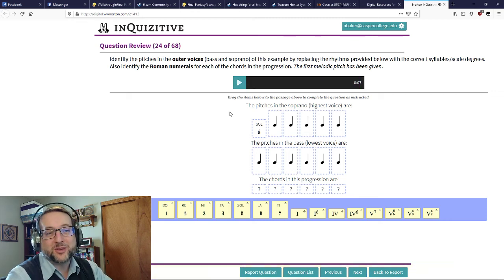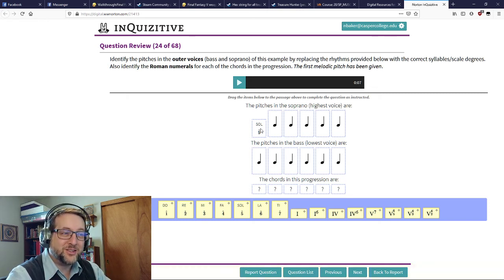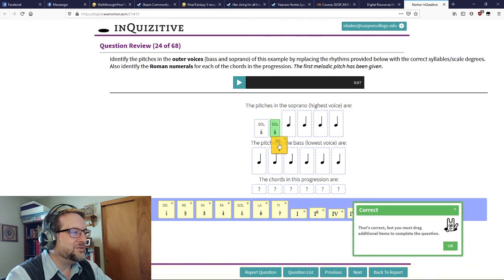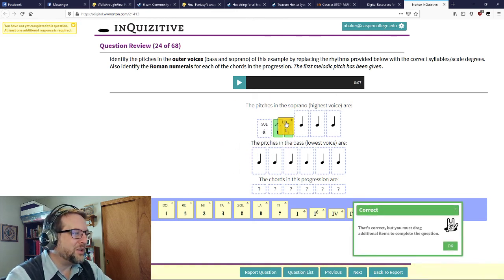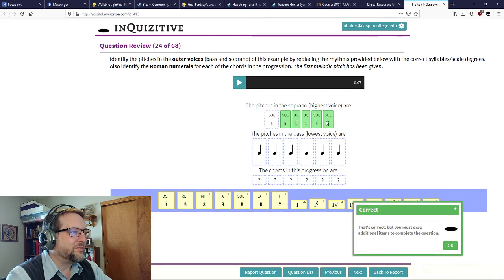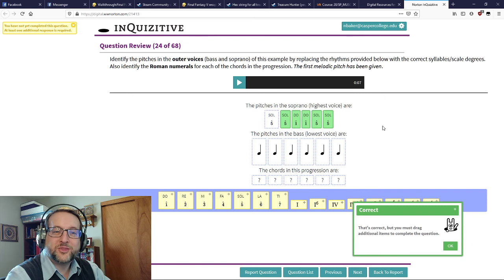That was not a terribly exciting soprano line, was it? Sol, I even gave you that starting pitch. I told you it started on sol. Sol, repeated sol, do, sol, sol. Really simple, not terribly exciting soprano line. Okay. Let's get the bass, because the harmony is all about that bass. If we have our bass line, then we can tack some Roman numerals onto the bass.